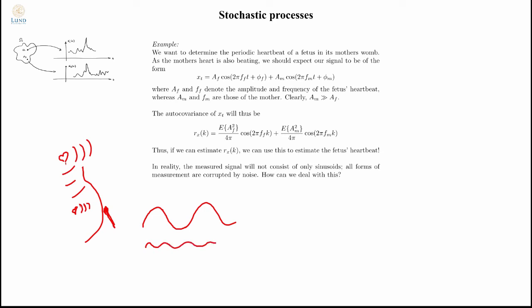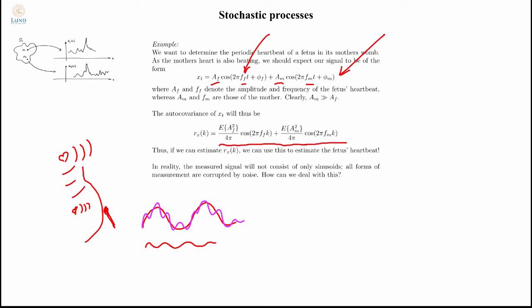So if I would add the two, I would get something that looks like this, right? So I will have the stochastic process described as a sum of two sinusoidal processes with different amplitudes and different frequencies. And what I'm typically interested in is the frequency of the fetus heartbeat. If I look at the autocovariance function for this, these two will separate. So of course I will get an ACF, an autocovariance function, which depends on the two different frequencies here.